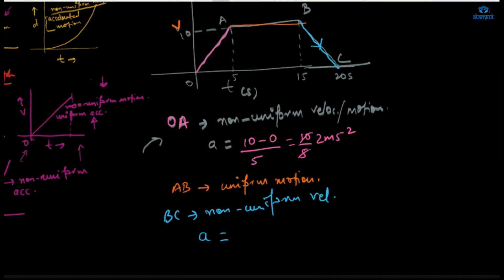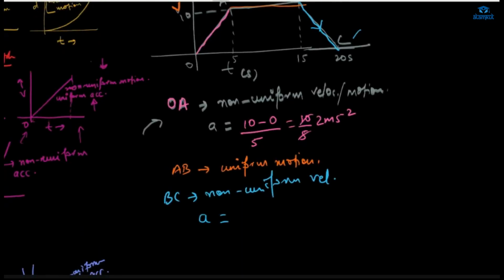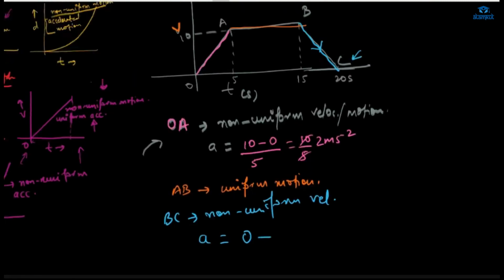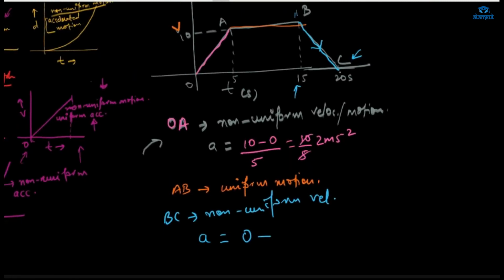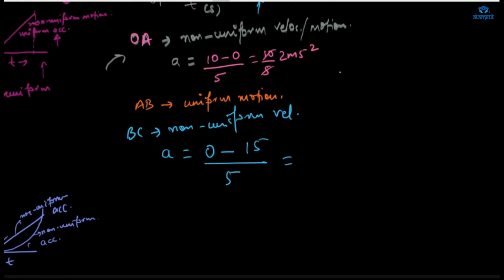If you are writing retardation, then you will write the positive value. And if you are saying acceleration is equal to this much, then you will write the answer in negative. Let's see. Here V is 0, minus U is 15, because here it was 15, right? 15 minus, what was the time? 5. So minus 15 by 5. How much will it be? Minus 3 meters per second square. Here you are saying a is equal to minus 3 meters per second square.